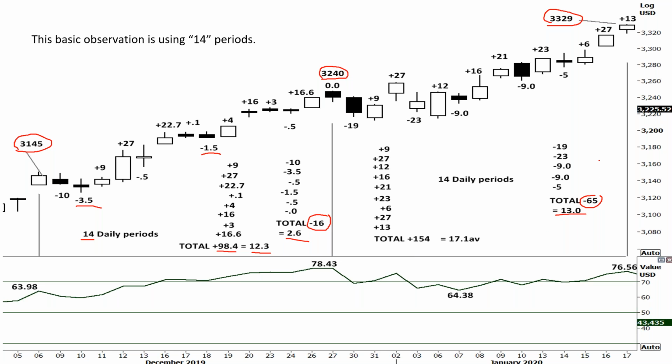So we're starting to see that the market is higher, but it's getting up there harder. The pullbacks are getting larger. We can see in here we had 10, 3.5, half a point, 1.5 points. Here we're getting 19, 23, 9, and 5. These are the retracements up here. So the RSI went on to measure 76.56. We're starting to see divergence come in as the market goes higher. We're starting to see the RSI go lower.